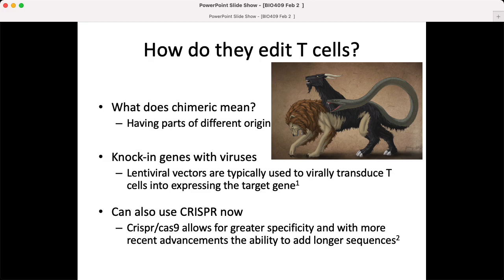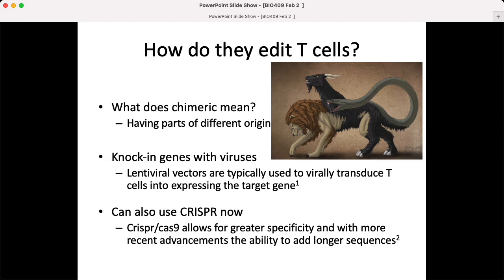In Greek mythology, it's like this female monster with a lion's head, a goat's body, and a serpent's tail. And it's kind of easy to remember three parts. I know it's silly, but three parts. There's three parts of the CAR T cells because it's a chimeric antigen receptor. So three parts. How do you edit these into these T cells?